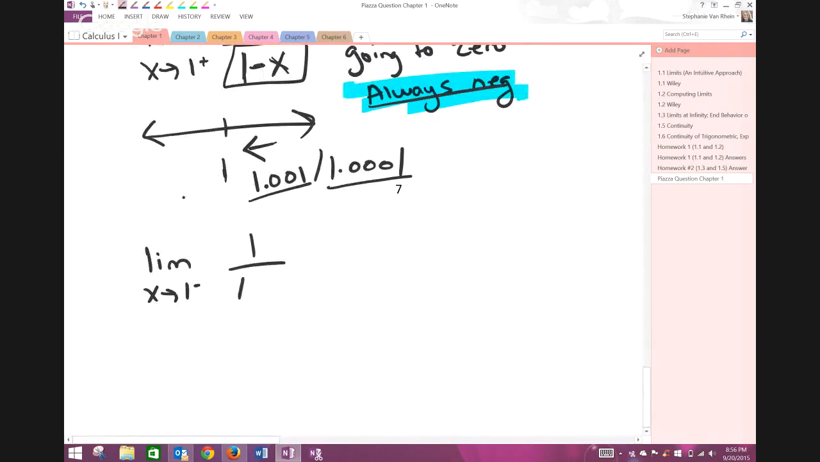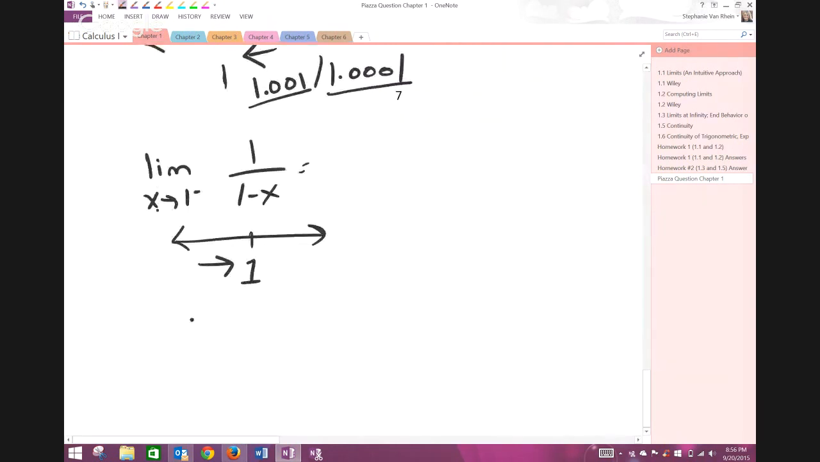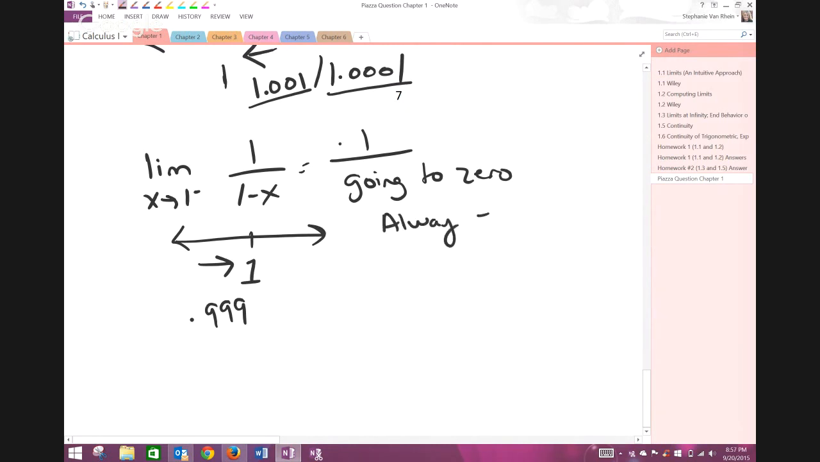Then of course we could look at the limit as x goes to 1 from the left of the exact same function. I look at my number line, and I'm on the left side here, so I'm always smaller than 1, like 0.9999. So this is going to 0. But 1 minus 0.9999 is always going to be positive. So 1 over something going to 0 goes to infinity, and since it's always positive, it goes to positive infinity.